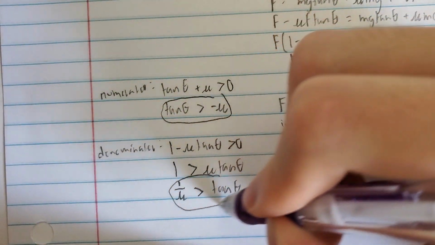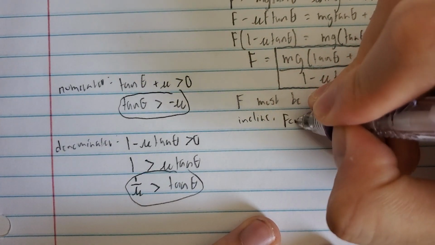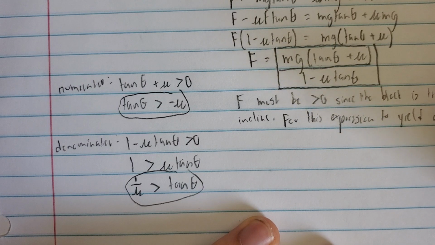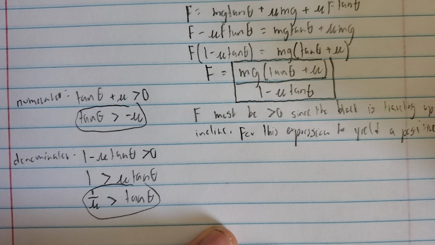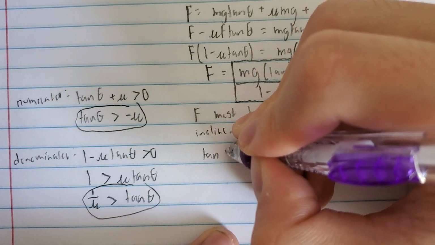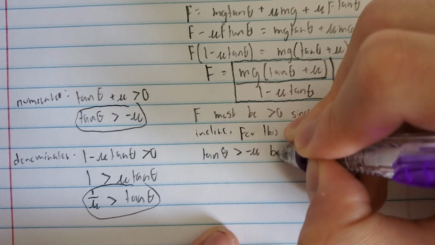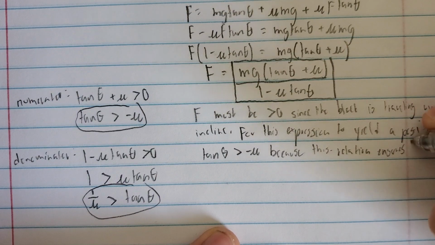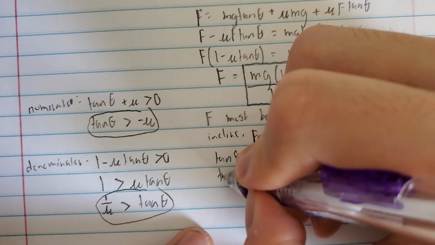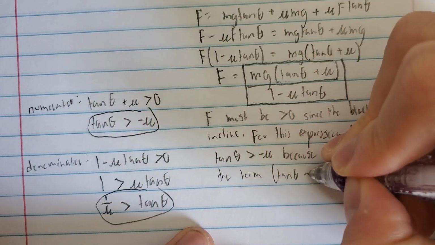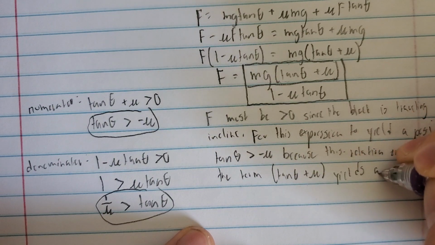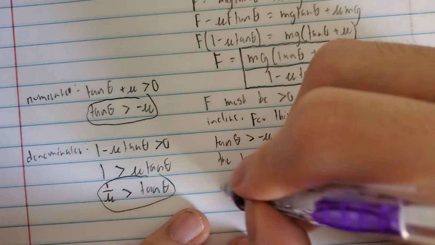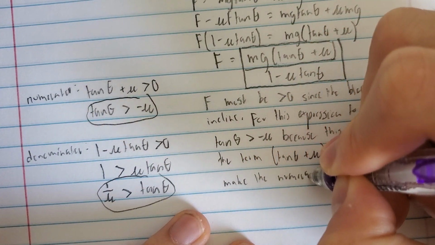And I'm going to verbally explain it. So for this expression to yield a positive F, tan theta must be greater than negative mu, because this relation ensures that the term tan theta plus mu yields a positive number to make the numerator positive.